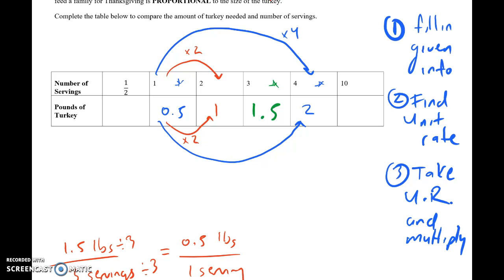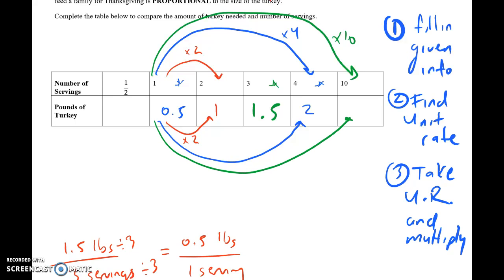Now we need 10 servings. 1 times 10 gives us 10 servings. 0.5 times 10 gives us 5 pounds. Alright? Now we need to fill in this half right here. So what do we have to do to 1 to get a half? Well, we have to divide by 2. Okay, same thing over here. 0.5 divided by 2 gives us 0.25. Okay, and that's how you would fill out a ratio table.